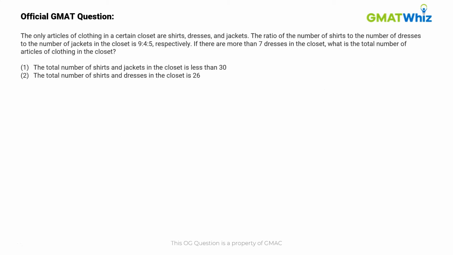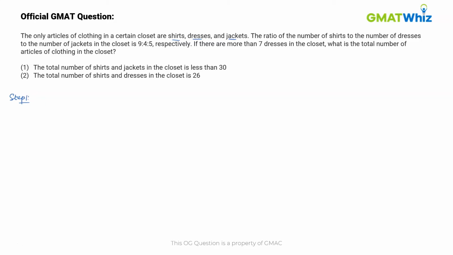In this question, we are given that the only articles of clothing in a certain closet are shirts, dresses and jackets. We are given the ratio of the number of shirts to the number of dresses to the number of jackets, which is equal to 9:4:5.